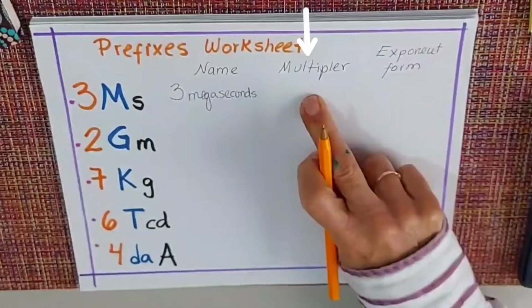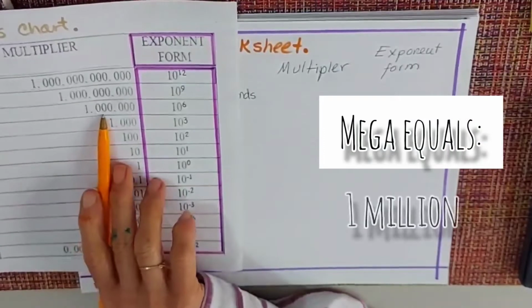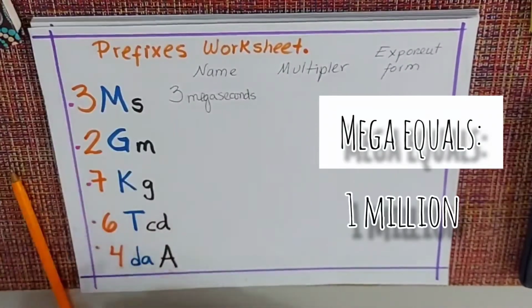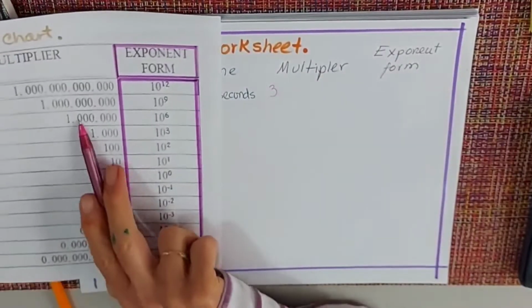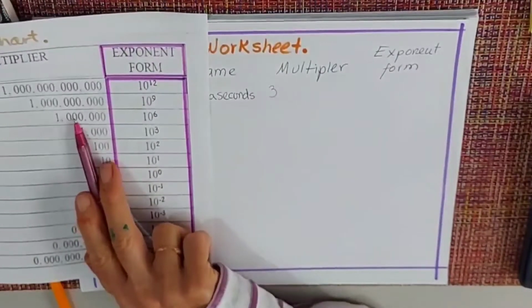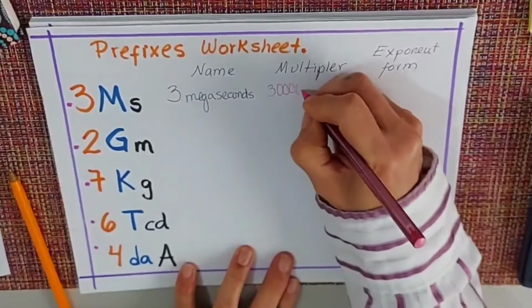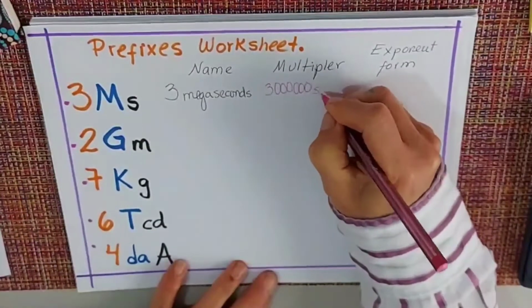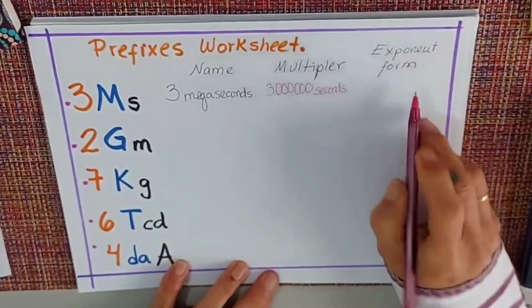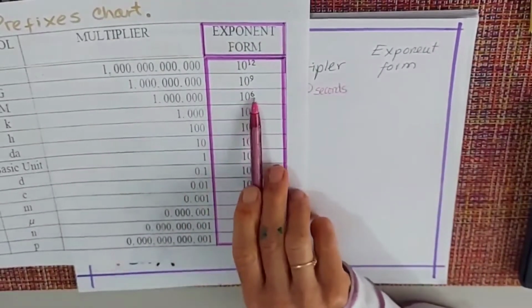The multiple is mega equals 1 million. Now 3 mega is 1 billion. We need to write 6 zeros here: 1, 2, 3, 6 zeros. And seconds is the unit. And with exponent form, we need to write 10 to the 6th power.